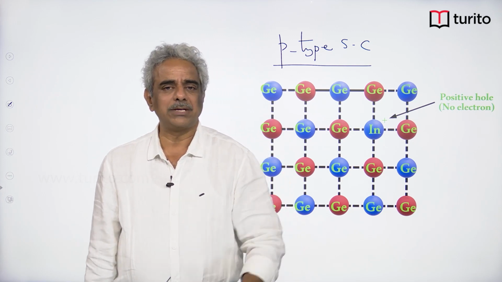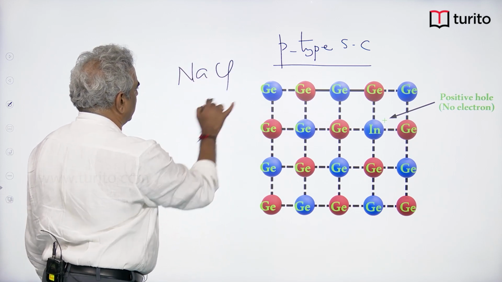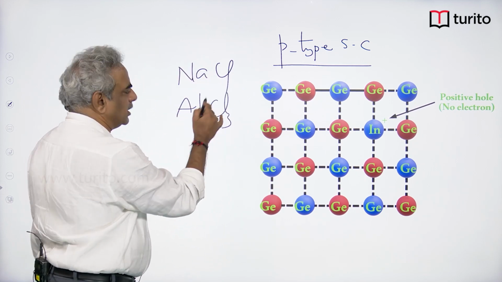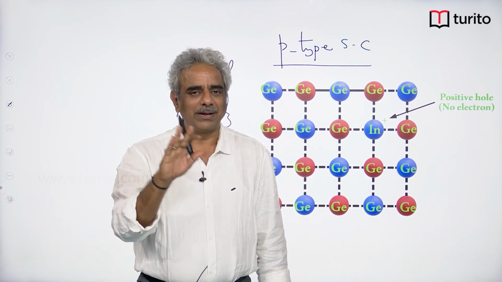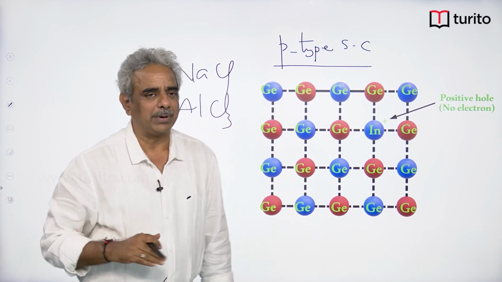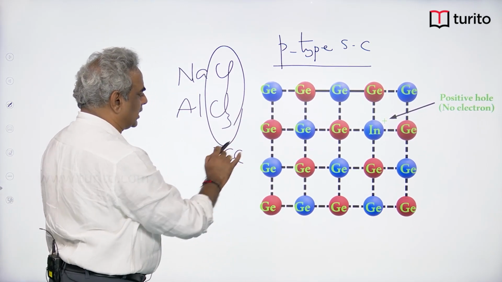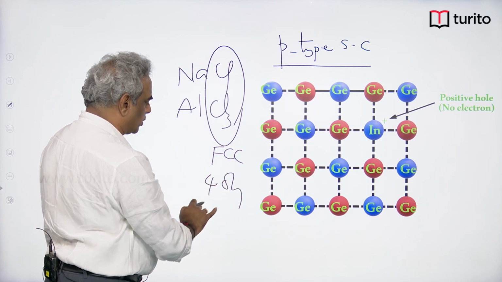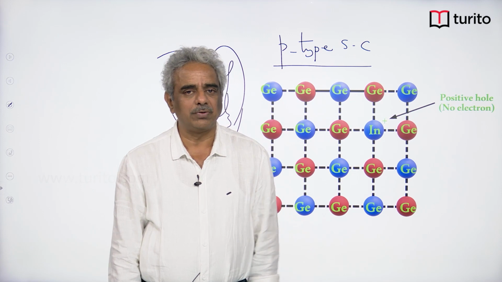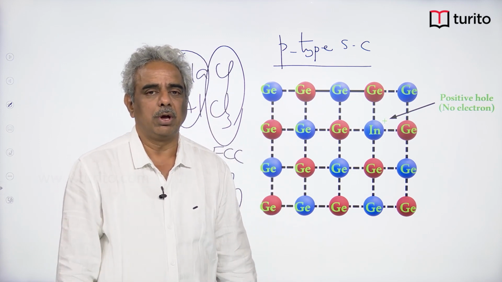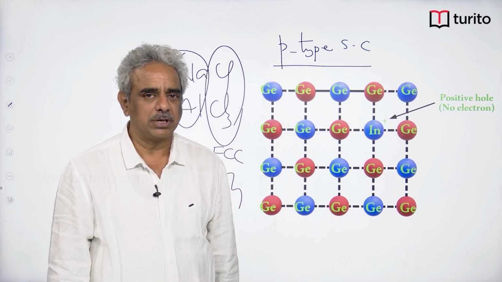Just for imagination and logic's sake, if sodium chloride is doped with aluminum chloride, not that it is really happening, for logic purpose I am telling. There are 4 chlorides that can make one FCC lattice with 4 octahedral voids, but you have only 2 ions. So what will happen? 2 octahedral voids will remain unoccupied. So you have created 2 holes. This is called doping of ionic substances.